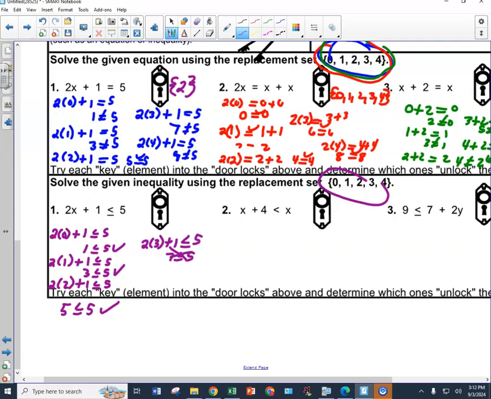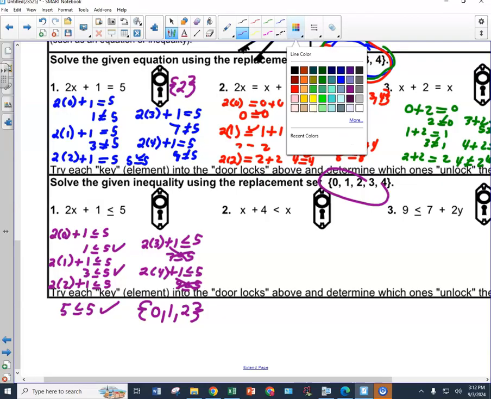All right, and then you plug in 2 times 4, and that's not going to work either because we're getting larger. That's going to be 8 plus 1, which is 9. Is 9 smaller than or equal to 5? Absolutely not. So in this solution set, we'd put 0, 1, and 2, and then we close it back up, and that would be the solution set for that particular problem.